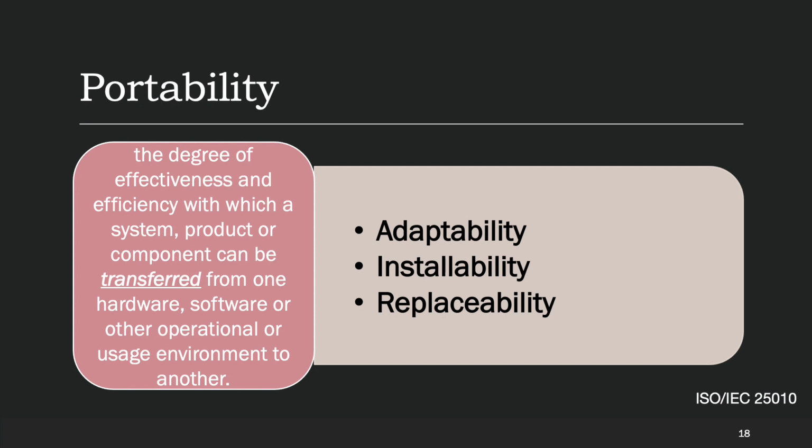Adaptability is the degree to which a product or a system can be adapted for different or evolving hardware, software, or other operational usage environments. Installability, on the other hand, is the degree with which a product or system can be successfully installed or uninstalled, for that matter, in certain environments. Finally, replaceability is the degree to which a product can replace another specified software product for the same purpose and in the same environment.